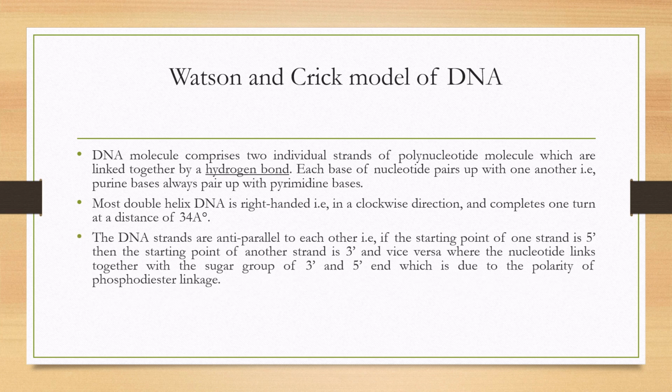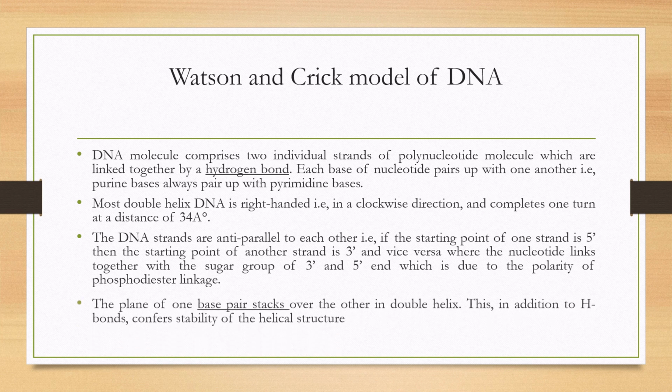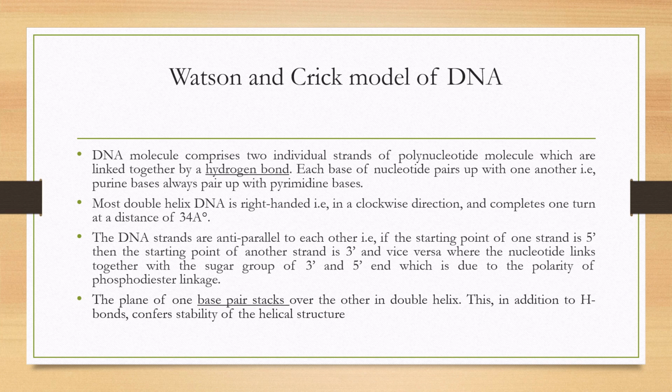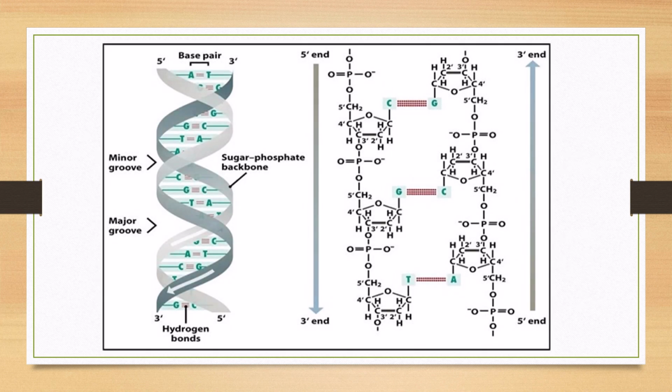The DNA strands are anti-parallel to each other. That is, if the starting point of one strand is 5', then the starting point of the other strand is 3', and vice versa, where the nucleotides link together with the sugar group of the 3' and 5' end, which is due to the polarity of the phosphodiester linkage. The additional stability to the double helix is provided by the base pair stacking. Now let's have a detailed illustration of the DNA structure.